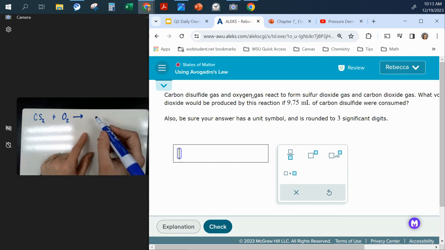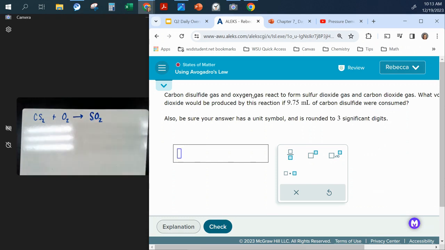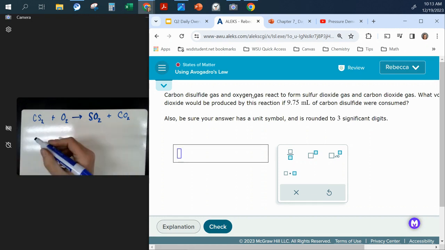React to form sulfur dioxide. So what should we put here? So 1 sulfur and 2 oxygens. Good. So maybe review your prefixes because some of those come up in this problem. And carbon dioxide gas. I'm not going to write the phase because I don't have to turn in my equation, but in the labs, you should always write the phase if it's gas, solid, or liquid.